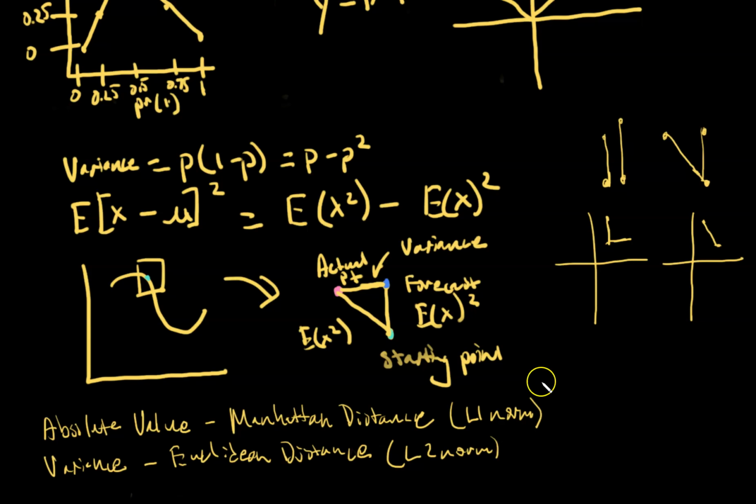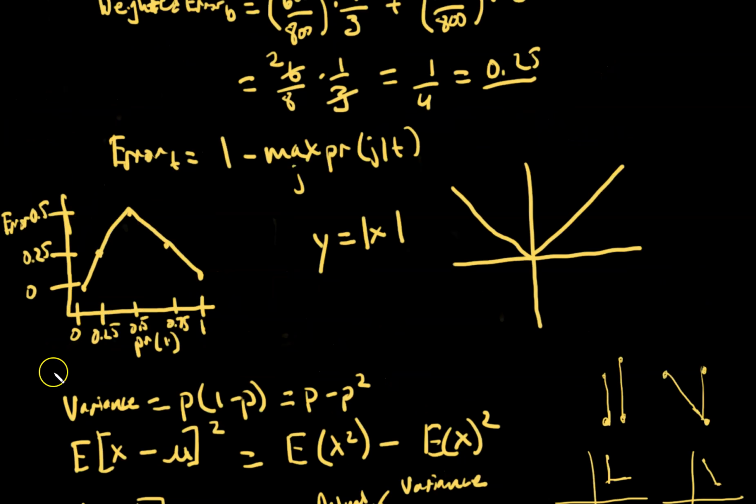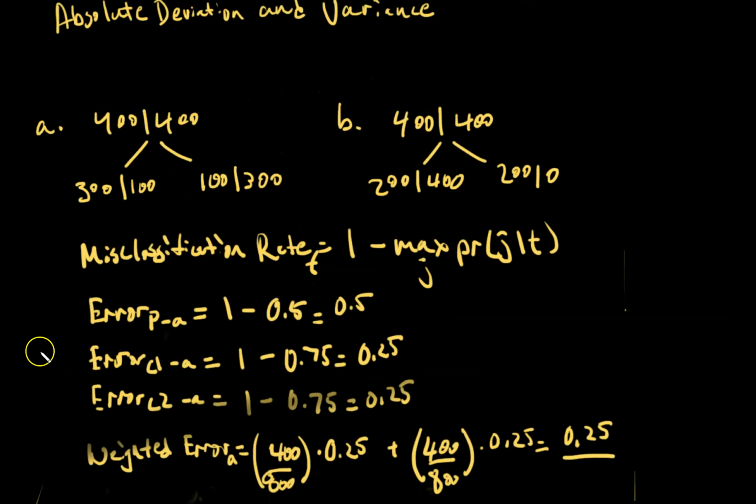Okay, so with that out of the way, let's do the calculation and see whether applying the variance function to our original problem will actually help in distinguishing one decision tree from another. Let's just remind ourselves what the decision tree originally looked like. It's 400, 400, 300, 100, 100, 300. Okay, so let's start with A first.